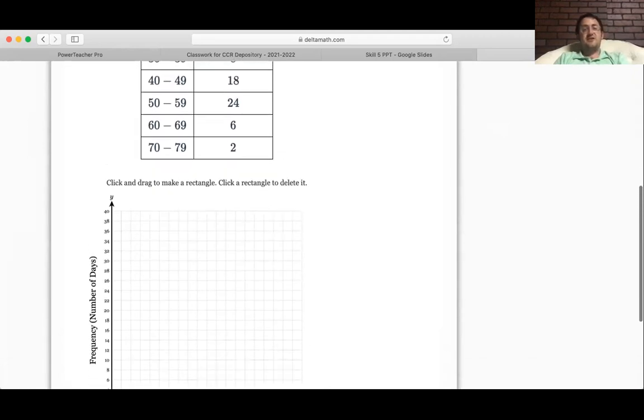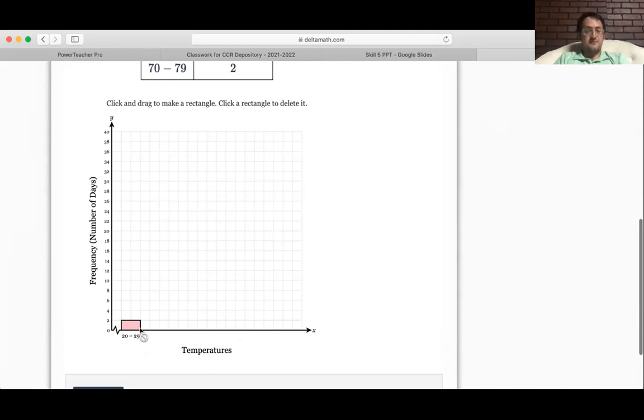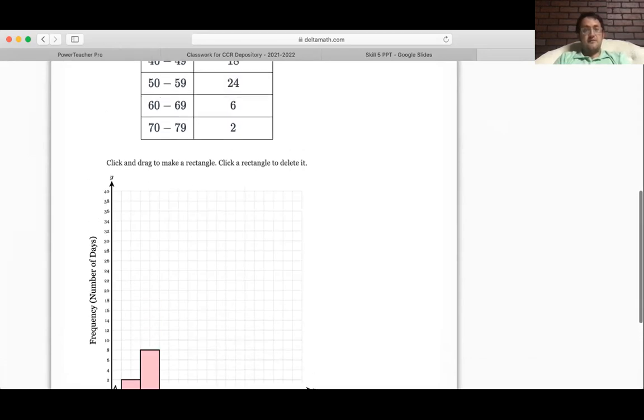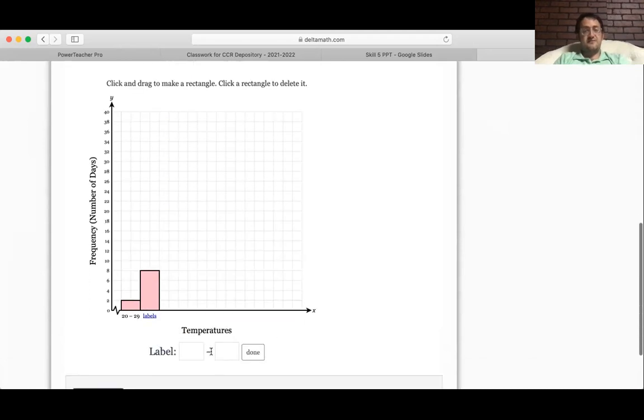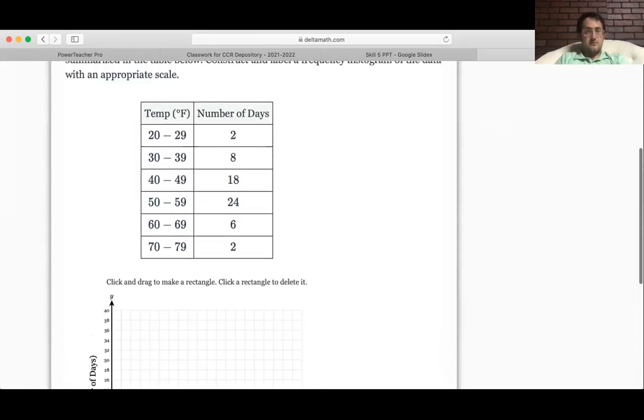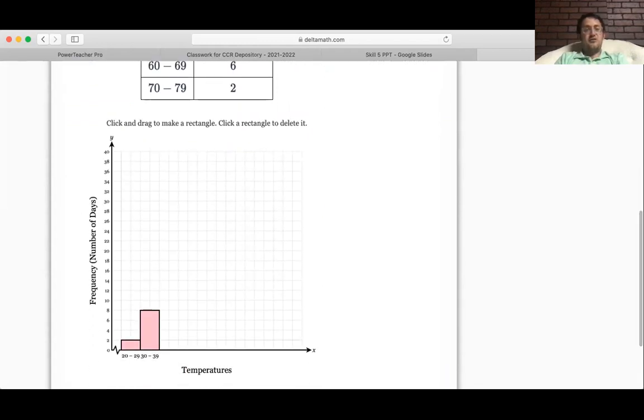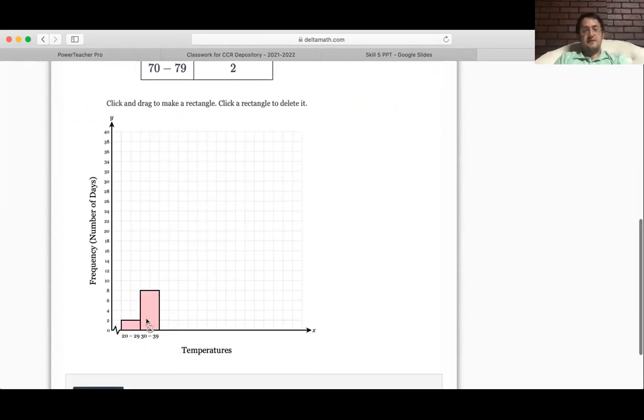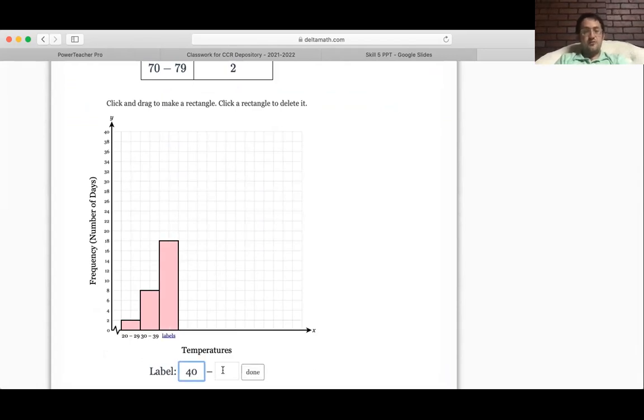Then I have 8 days in the 30 to 39 range. So I'll click and make the bar the same length, and we have 8 days in the 30 to 39. Then we're going to go to 40 to 49. We're going to go 18 for that, so I'm going to look for 18, and then I'll label that 40 to 49.